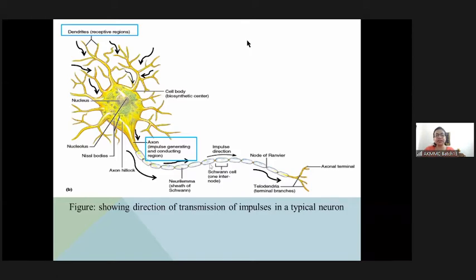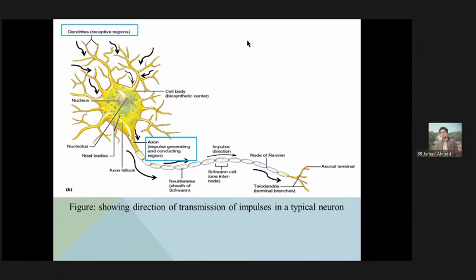The long process, this is the axon. If we compare a neuron with our hand, our palm is the cell body of a neuron, and our fingers are the processes, the dendrites. And our forearm, this is our forearm, this represents the axon.